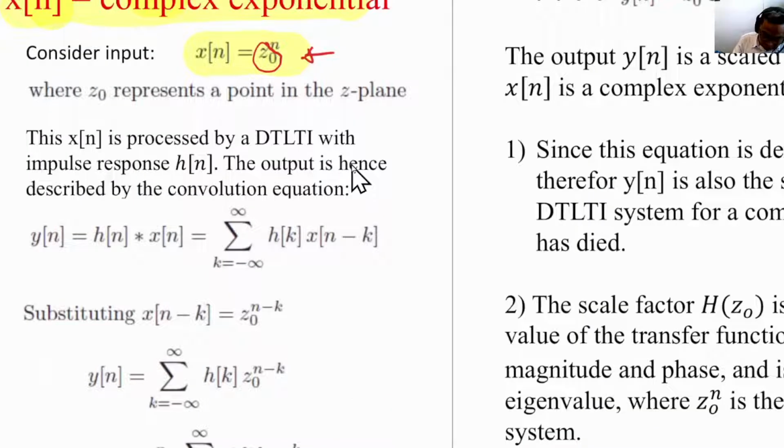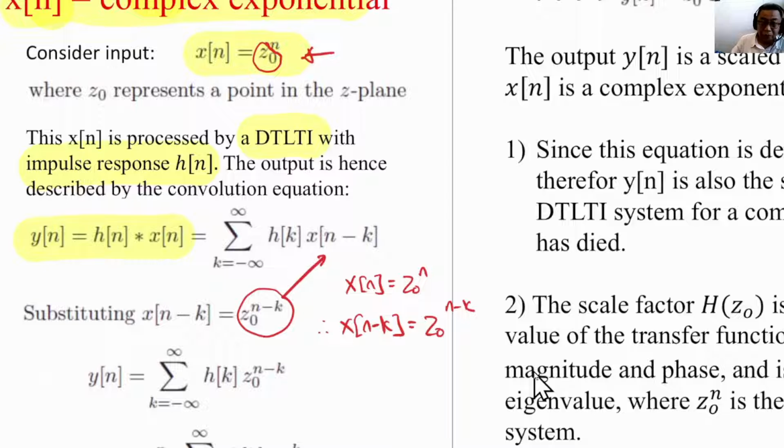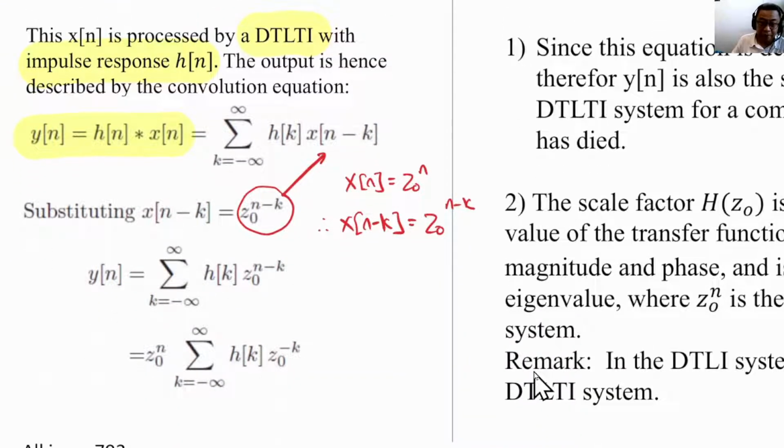Now, we know that for a discrete-time linear time-invariant system, if we are given the impulse response, then the output is simply the convolution of the impulse response and the input. We can substitute x[n] as z0 to the power of n in our example. So if x[n] equals z0 to the power of n, therefore x[n minus k] is z0 to the power of n minus k. We can then substitute this value into the convolution equation, and let us now see what happens.